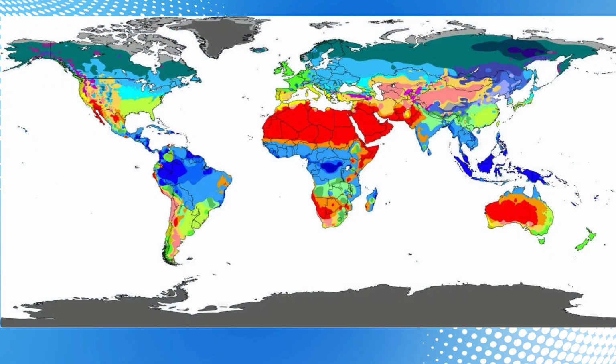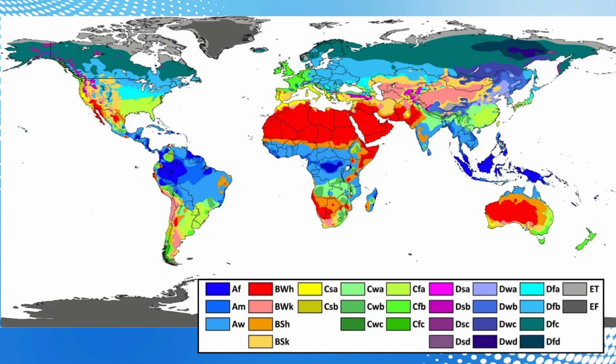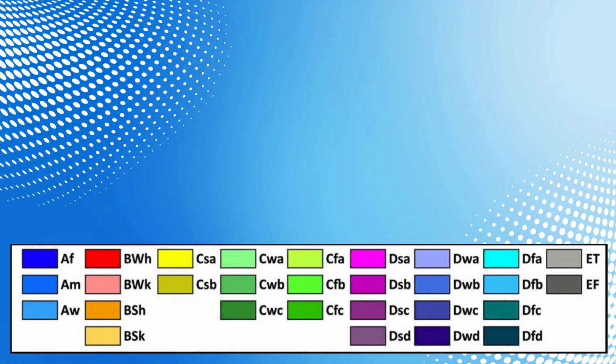This is the world map for climates. According to the Koppen classification, there are 31 different climates, all indicated by a different color and letter combination. In this video, I will be simplifying the system and explaining how you can assign a climate to any place on Earth. To start off, let's take a look at all the different letter combinations.